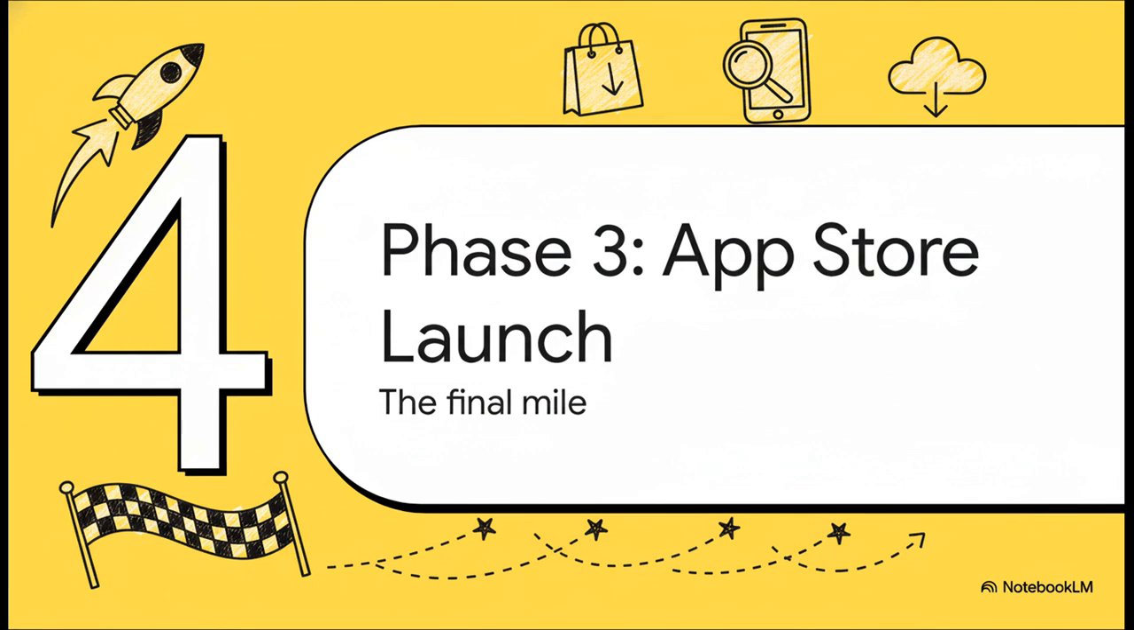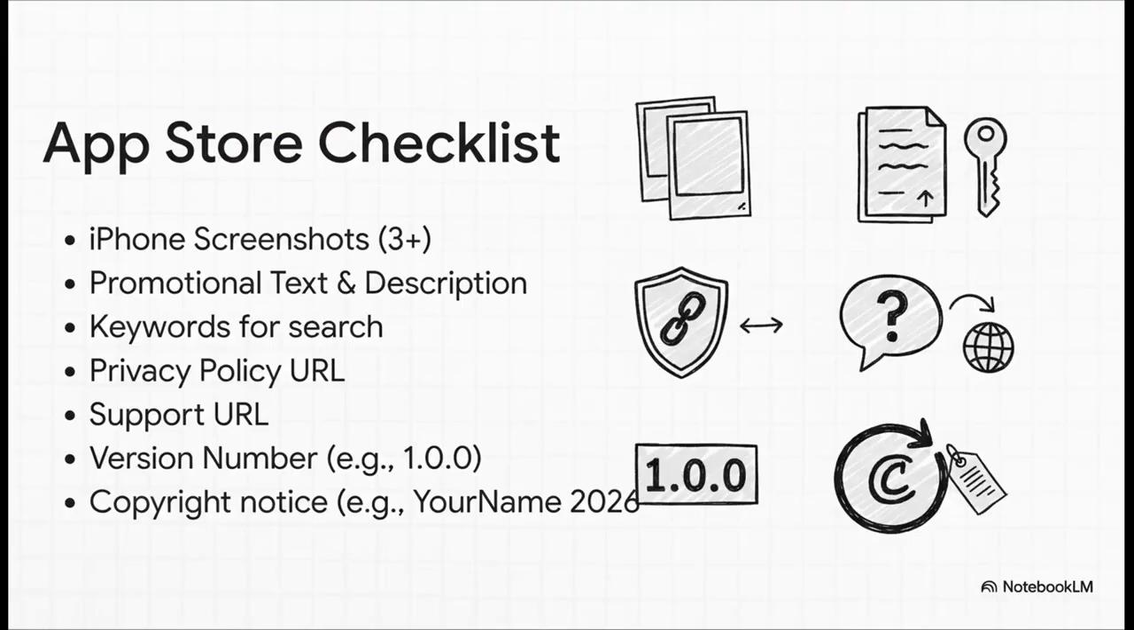We are in the home stretch now. The technical part is done. Phase 3 is the final mile, getting your app's page on the App Store ready for the world. Think of this as dressing the window for your shop. In App Store Connect, you'll upload some screenshots, write a nice little description to tell people what your app does, and pick some keywords so they can find it in a search. You'll also fill in some basic stuff like the version number and a copyright.